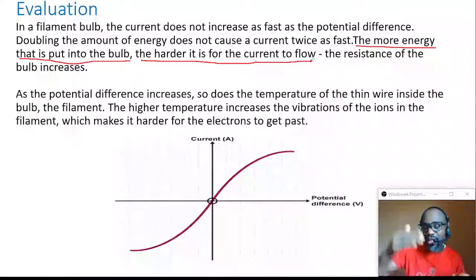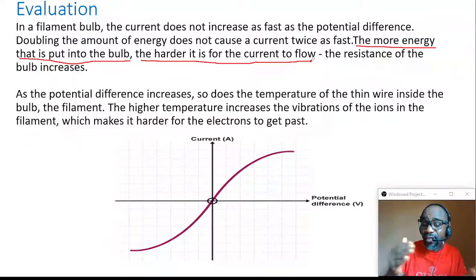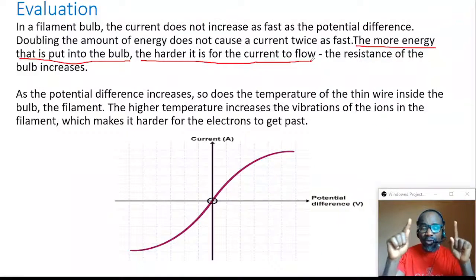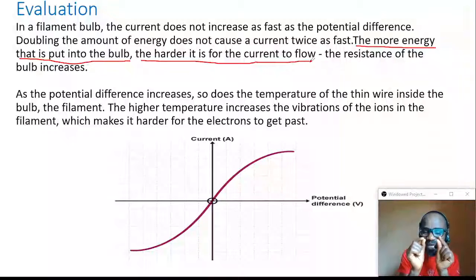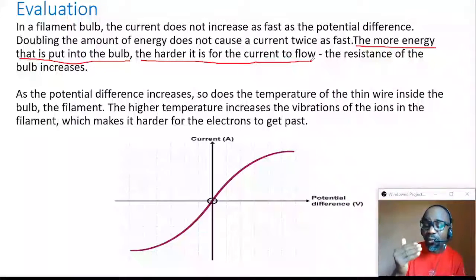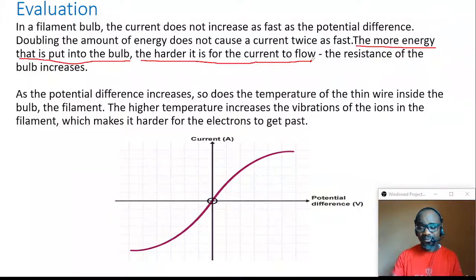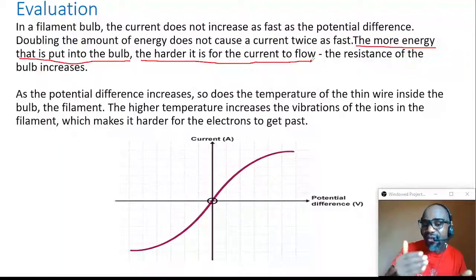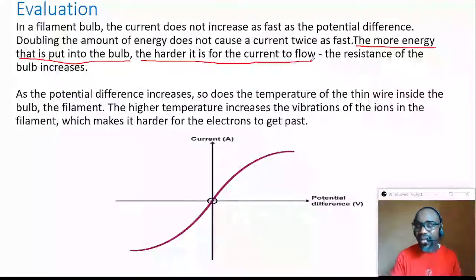As the potential difference V increases, so does the temperature of the thin wire inside the bulb. That's the filament. The bulb contains a small, tiny thin wire. So if you are increasing the potential difference, the temperature of that thin wire also increases. And what happens? There will be corresponding vibrations of the ions that make up the thin wire, which makes it harder for the electrons to get past. So that's what happens.